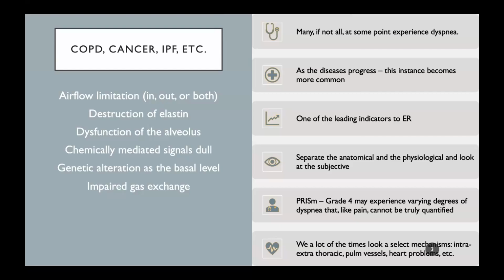So a lot of times we look at select mechanisms: extrathoracic, pulmonary vessels, heart problems, etc. And many of us know we have muscarinic drugs, sympathomimetics, however you want to call all these different, essentially smooth muscle dilators within the lungs, so on and so forth. But there's a few that we haven't really dove into too well. Some that intrigued me during my studies as an undergraduate and graduate student.